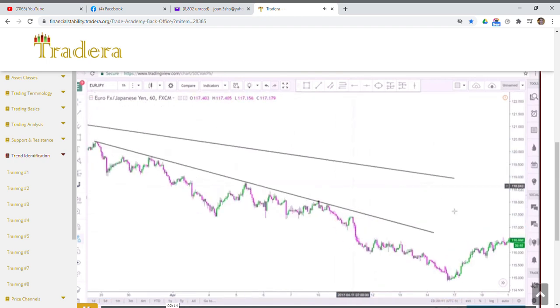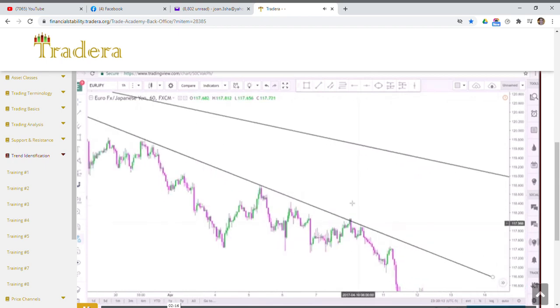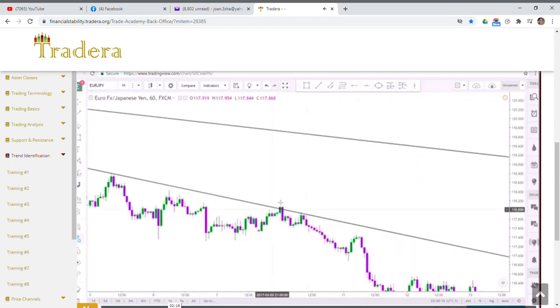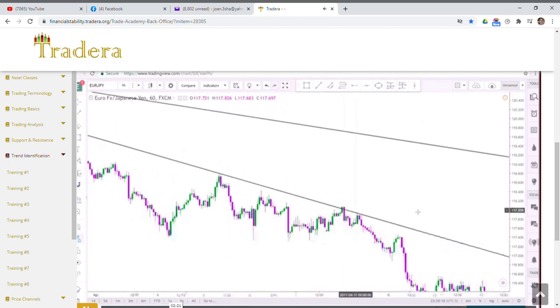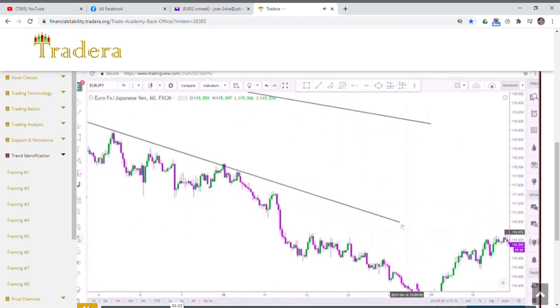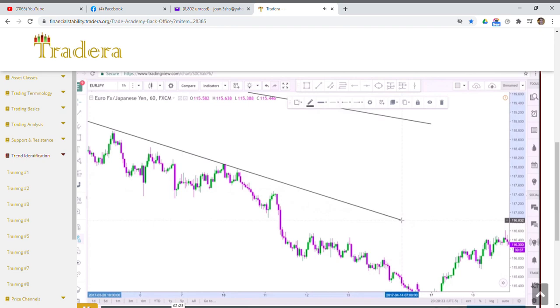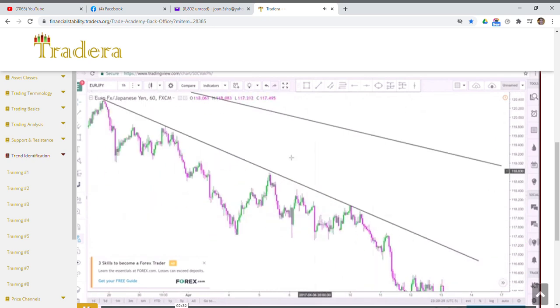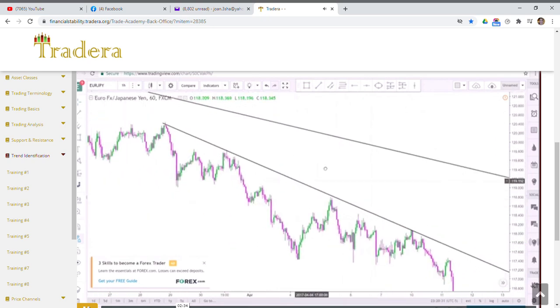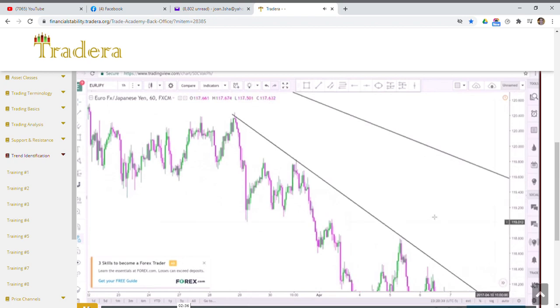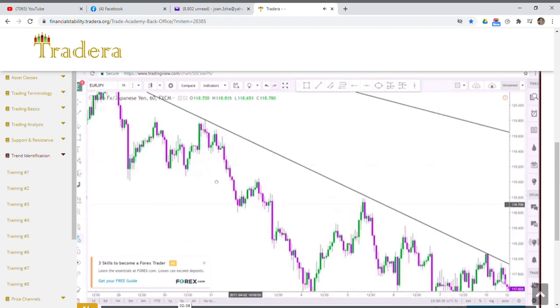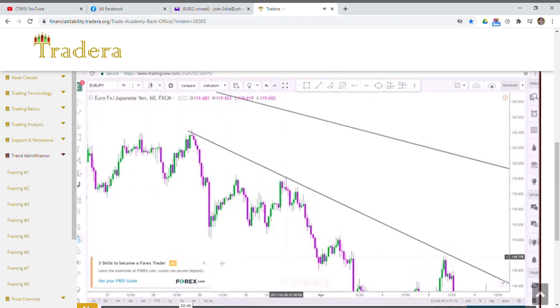Y'all see how right here in this area, the price got here, broke, didn't retest, and shot right back in. So that is a sign that you're really like right here. Okay, so we're looking at that, and let's look for some counter trend lines. Let's trade. Now what qualifies as a solid counter trend line?